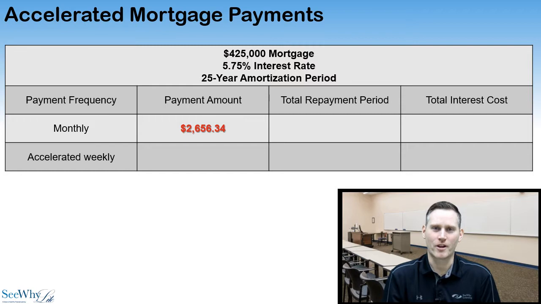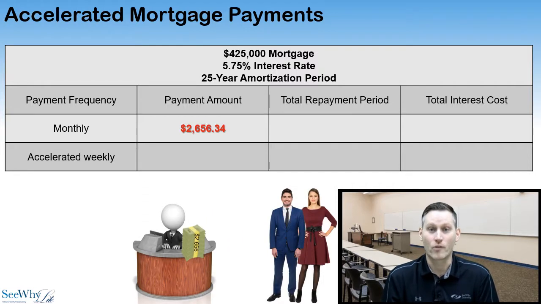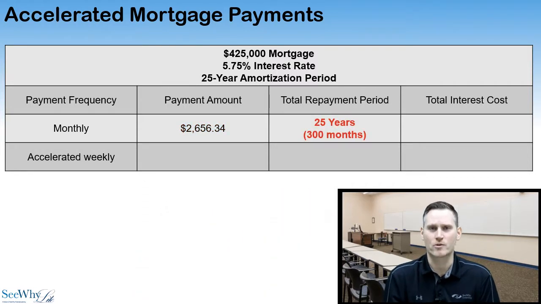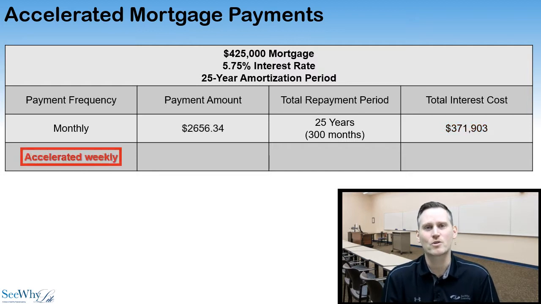Recall from an earlier video that the Hens selected a 25-year amortization period, which resulted in monthly payments of about $2,656. Over the life of the mortgage, assuming interest rates don't change, they would have paid $371,903 in interest. Now, to really put the benefits of accelerated payments into perspective, let's see how the numbers would shake out if the Hens selected an accelerated payment schedule.